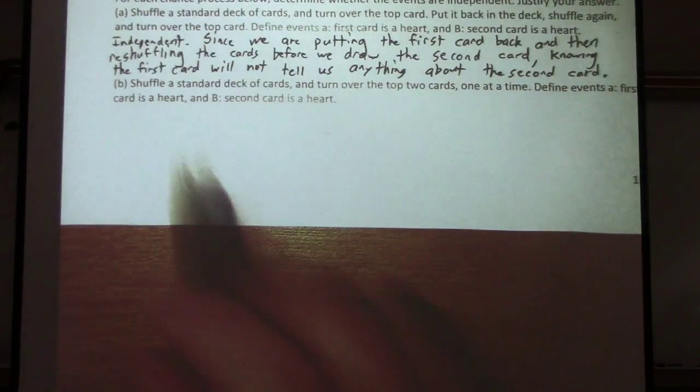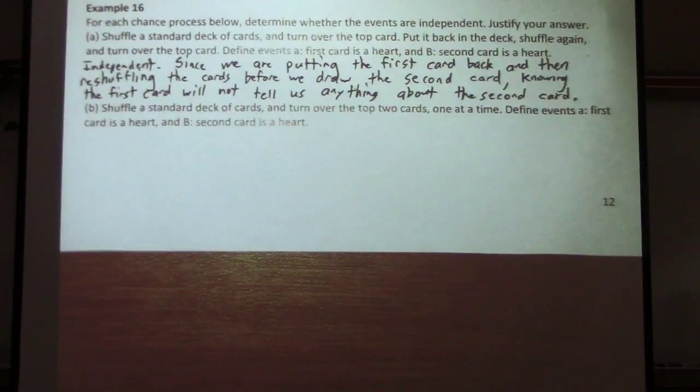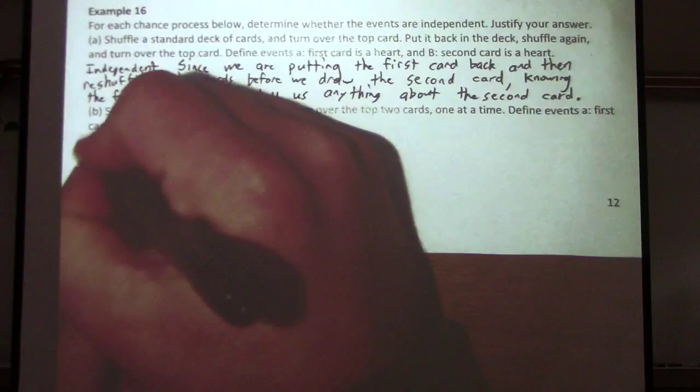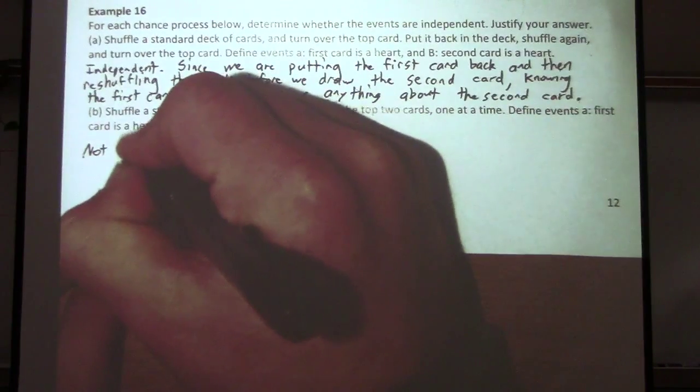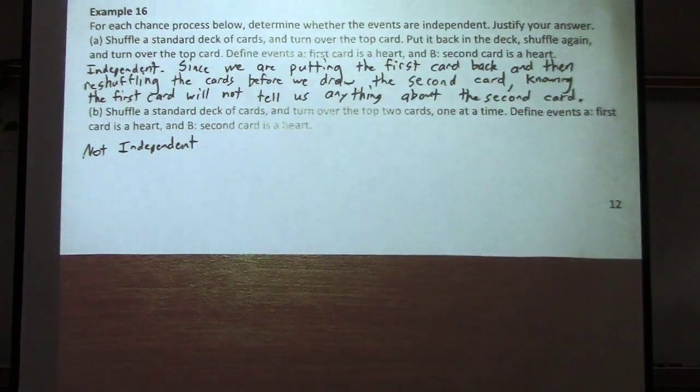affect it. Like right here on example B, shuffle a standard deck of cards, turn over the top two cards one at a time. Define event A as the first card is a heart, event B, the second card is a heart. Are events A and B independent? No. So we could say not independent, or we could say dependent. You can't really talk about independence until the second card is drawn, because independence is about a relationship between two events. So not independent.